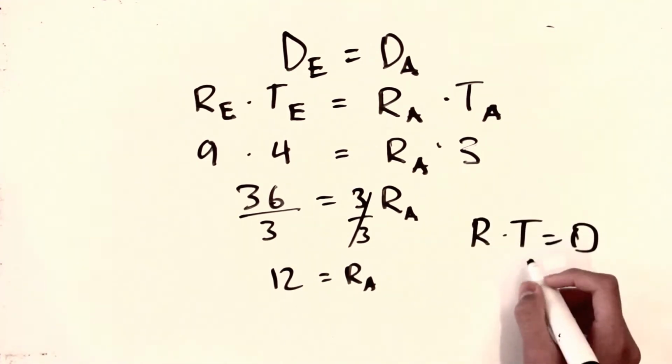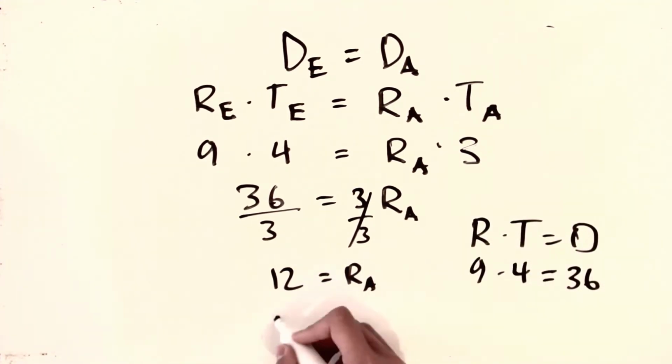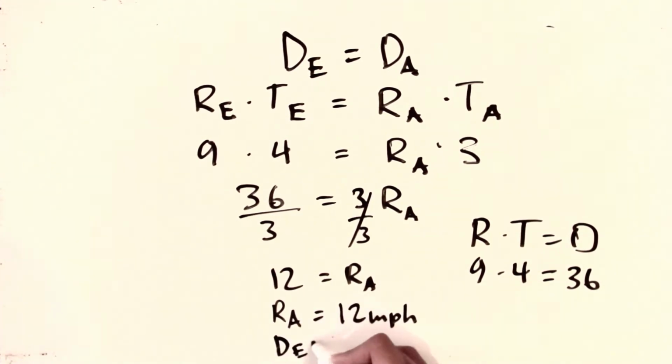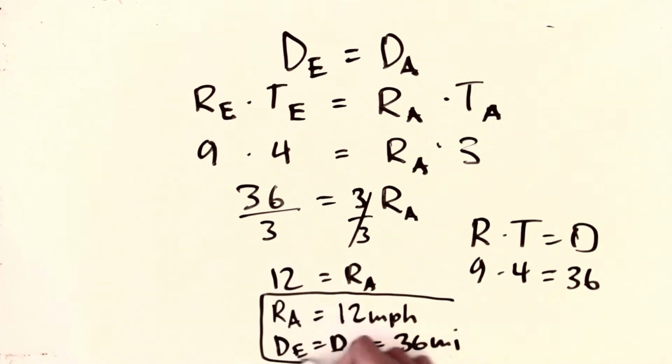And since we need to also solve for distance, we can simply multiply either Eric or Addison's rate and time together to get the distance. And that would be 36 miles in both cases.